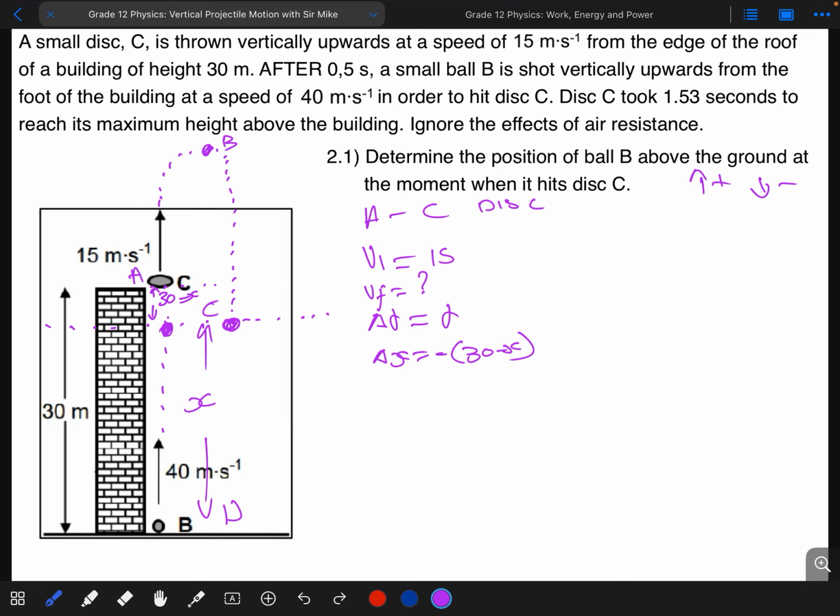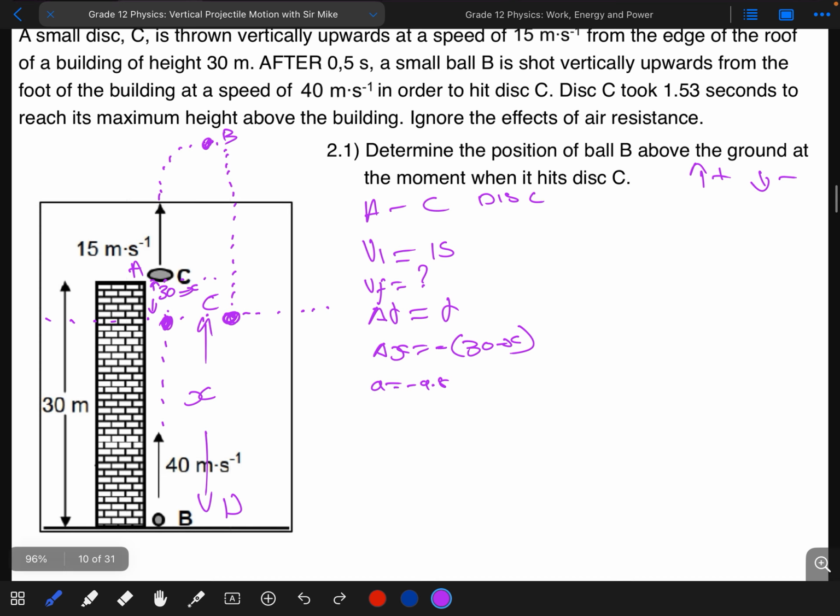So my acceleration a would be negative 9.8. Now remember that I'm trying to find a position. So any equation that I choose must have delta x, but must not have the final velocity, because I do not know at what velocity these two objects are moving. So there would be nothing common about them.